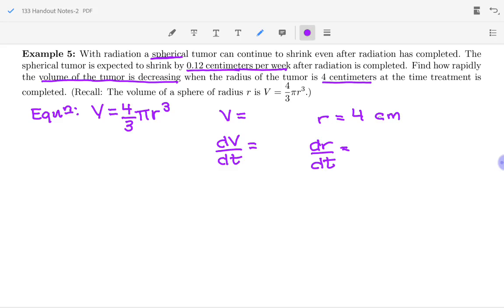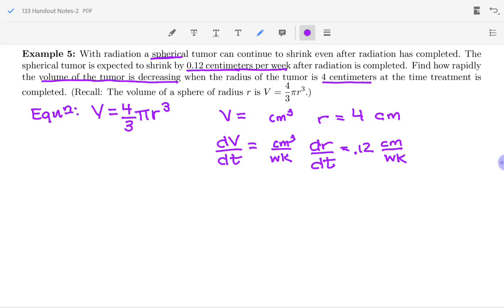So if r is centimeters, dr/dt is going to be centimeters per, and our time, this one is weeks. And if the radius is in centimeters, volume is going to be centimeters cubed, making dV/dt in centimeters cubed per week. So now let's figure out, what does that 0.12 have to be? The spherical tumor is expected to shrink by 0.12 centimeters per week. That has to be dr/dt. If it was dV/dt, it would be centimeters cubed per week. But because it's not cubed, it's not volume. Squared is area, cubed is volume. This one is just regular centimeters. That must be how the radius is changing per week.